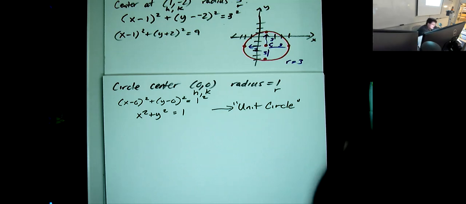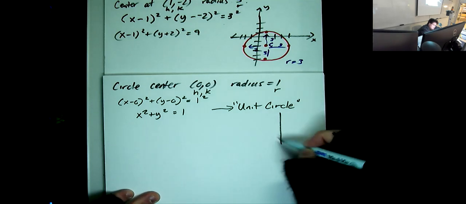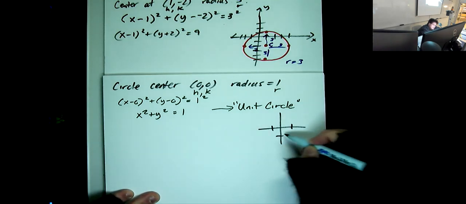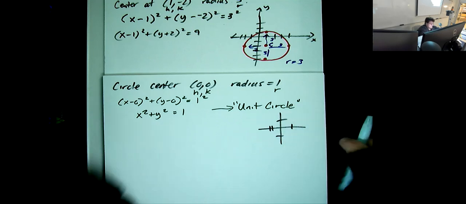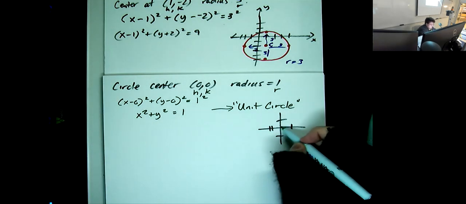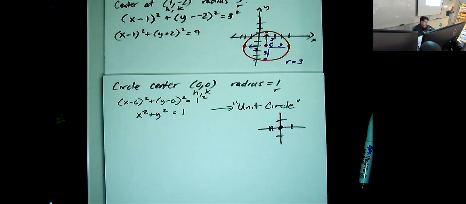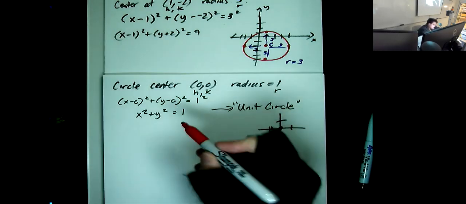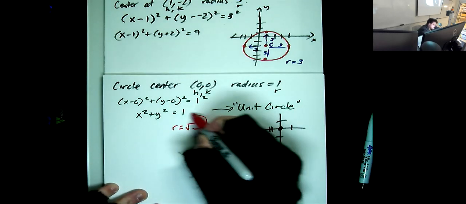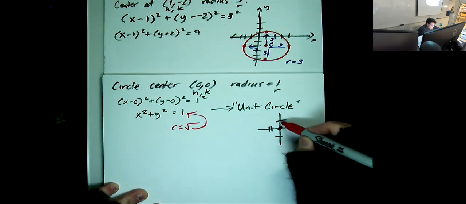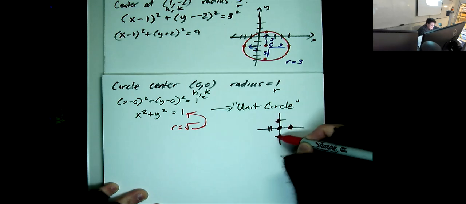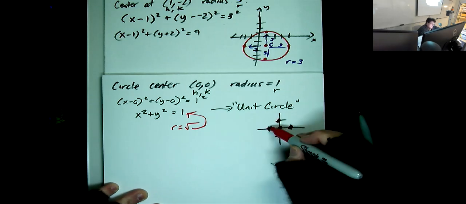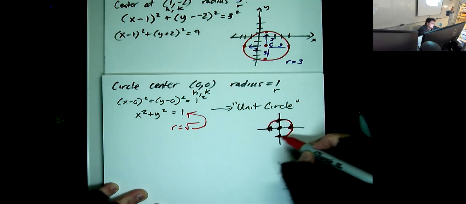And so if I wanted to graph it, I would make my graph around the origin. Put my center at the origin. And now I want to go r. r is 1. That happens to be r squared also. So make sure you're only doing the square root of this number over here. And I'm going to go that distance in every direction, and connect the dots.